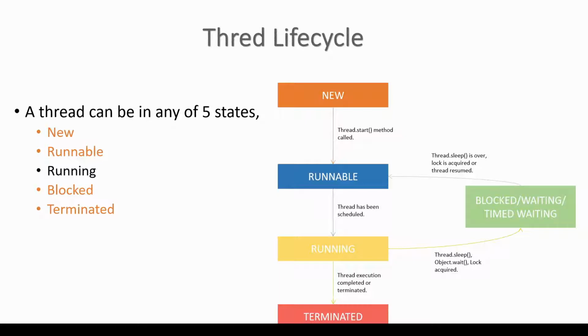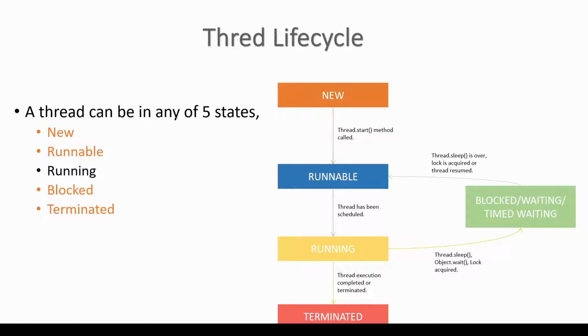Now we'll see the difference between waiting and timed waiting. As the name suggests, the only difference is that if the thread is waiting for a certain amount of time, it will be in the timed waiting state. This state can be achieved by calling the thread.sleep method or the object.wait method by providing a timeout. The thread.sleep method takes one parameter, which is for how long the thread should sleep or wait. That is called a timeout. For that amount of time, the thread will not process anything and will be in the timed waiting state. If the thread is waiting for some resources to be free or some lock to be acquired, then the thread will be in the blocked or waiting state.